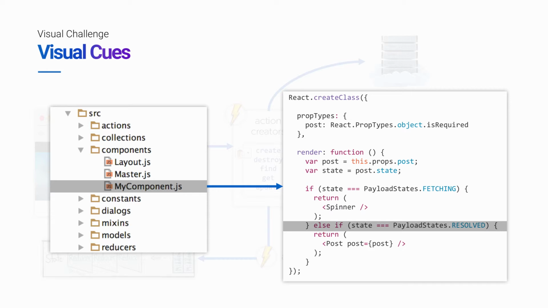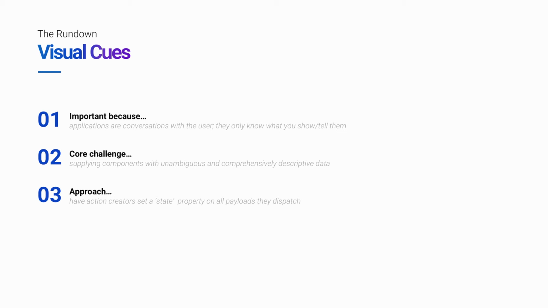Another possibility would be to fade an element that we were updating in order to notify the user that something was happening with it. To review, providing visual cues to users is important because applications are conversations and users only know what you show or tell them.